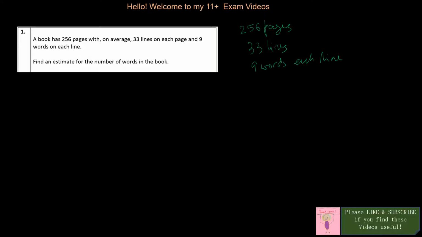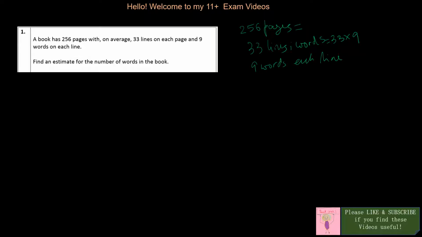So if there are 33 lines, then words will be 33 times 9. Did we get it? So there are 33 lines and each line has 9 words. So 33 lines will have 33 times 9 words. And how many words in the book? So the number of words in the book will be 256 pages.